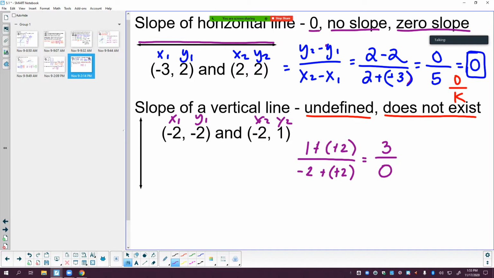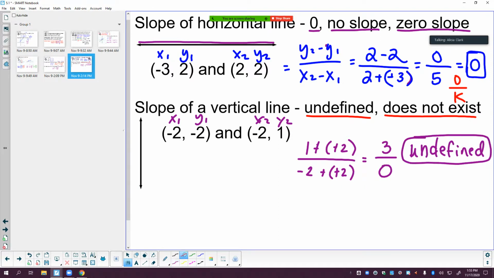Now you cannot divide anything by 0. This is not something that I can do. So this is undefined or does not exist. Anytime 0 is on the bottom, you cannot do that. If you try to type that on your calculator, it's going to say error. If you try to do 3 divided by 0, it's going to say error.